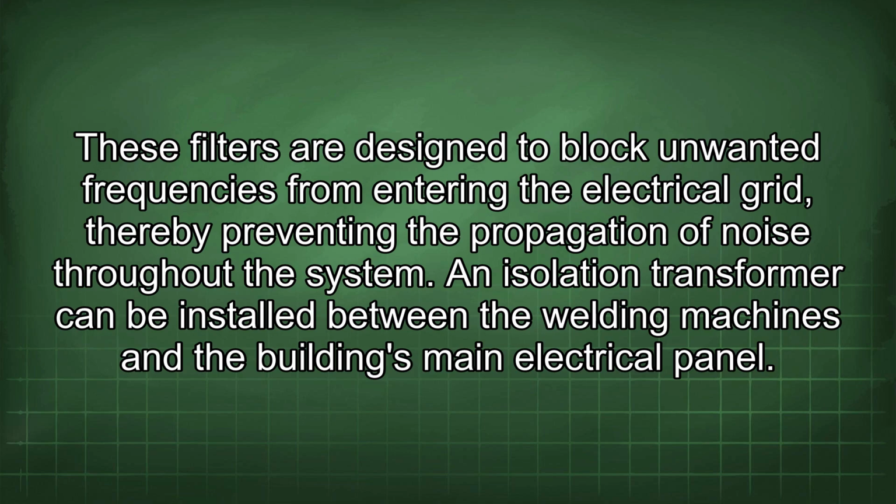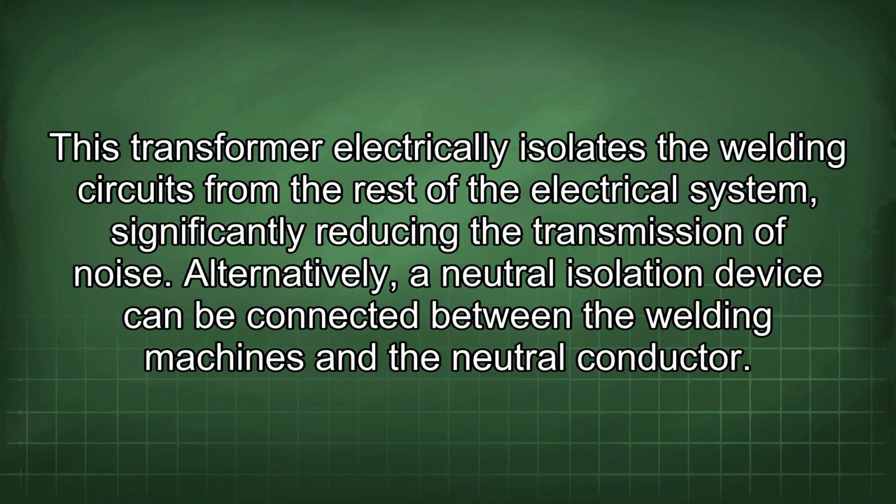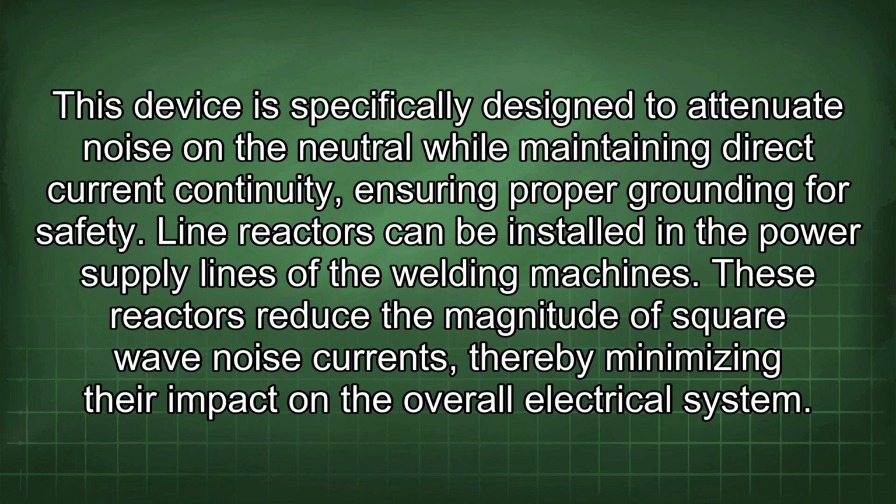An isolation transformer can be installed between the welding machines and the building's main electrical panel. This transformer electrically isolates the welding circuits from the rest of the electrical system, significantly reducing the transmission of noise. Alternatively, a neutral isolation device can be connected between the welding machines and the neutral conductor. This device is specifically designed to attenuate noise on the neutral while maintaining direct current continuity, ensuring proper grounding for safety.